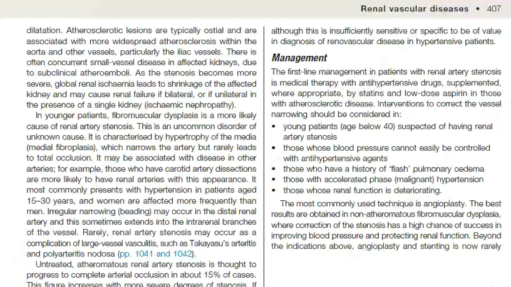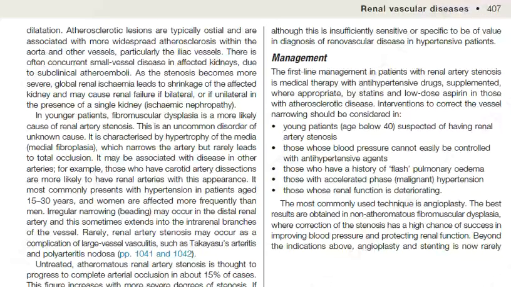Atherosclerotic lesions are typically ostial and are associated with more widespread atherosclerosis within the aorta and other vessels, particularly the iliac vessels. There is often concurrent small vessel disease in affected kidneys due to subclinical atherothromboemboli. As the stenosis becomes more severe, global renal ischemia leads to shrinkage of the affected kidney and may cause renal failure if bilateral, or if unilateral in the presence of a single kidney, ischemic nephropathy.